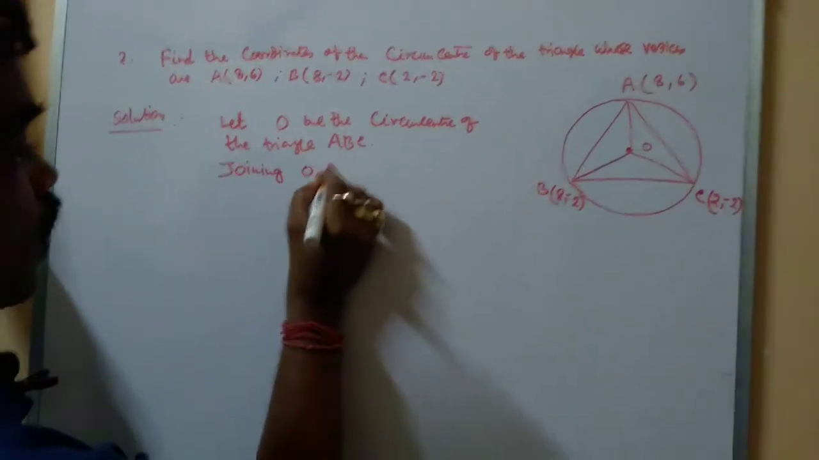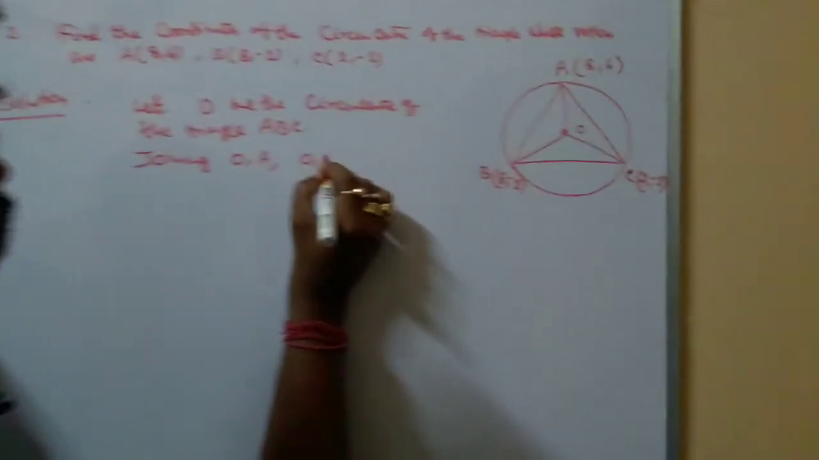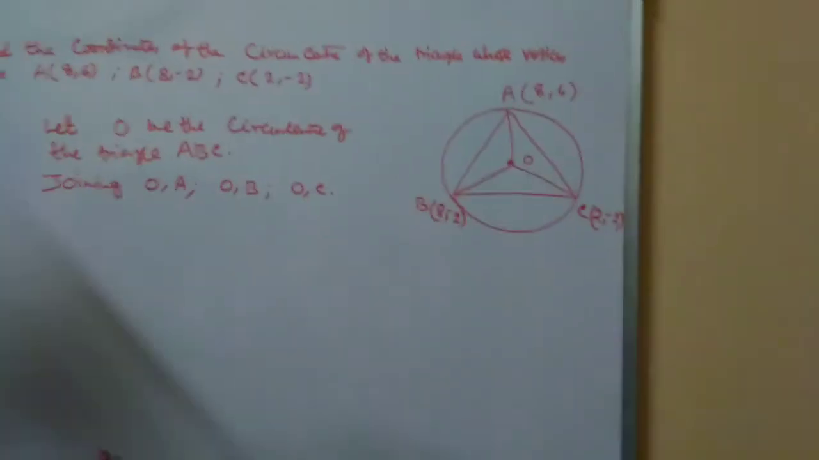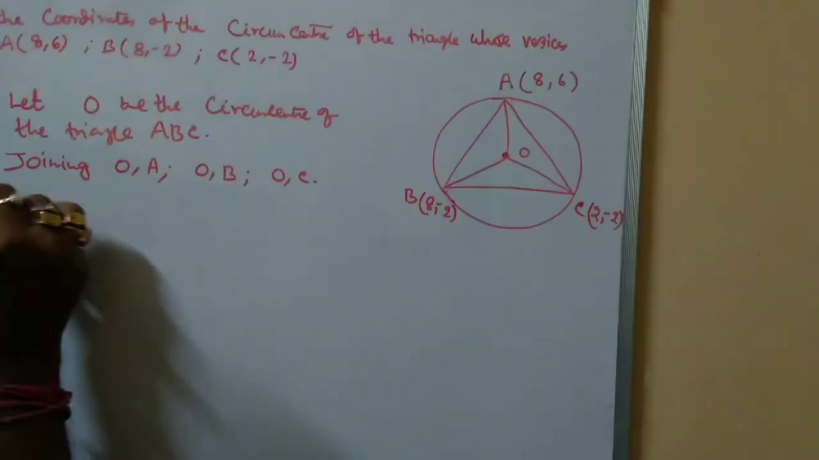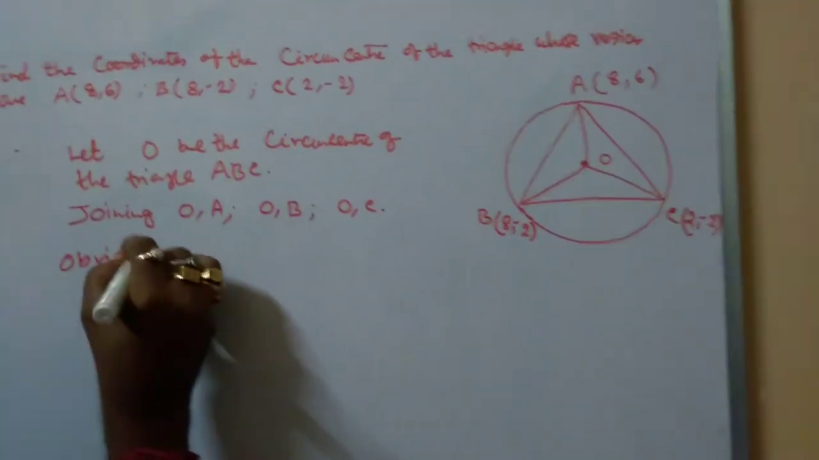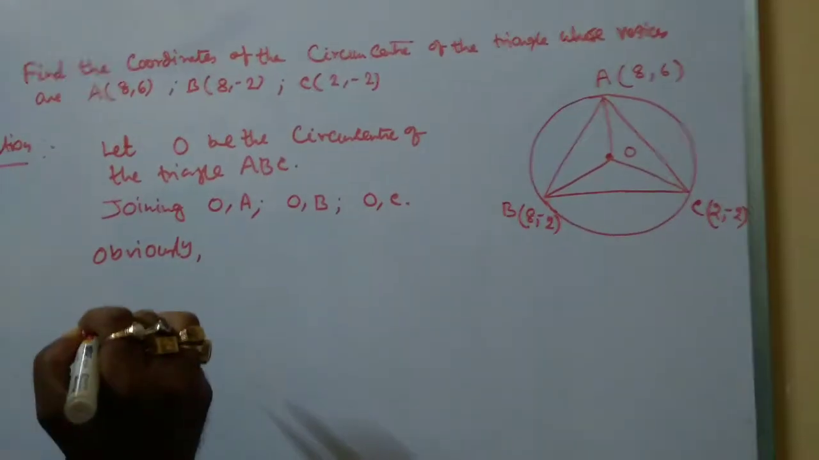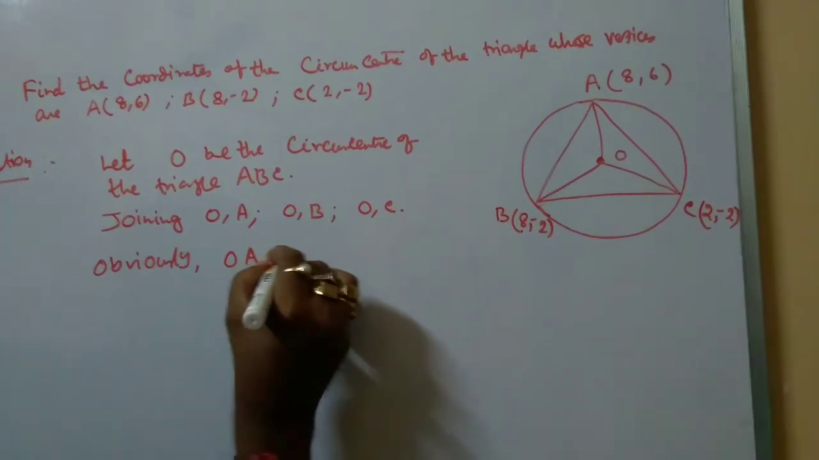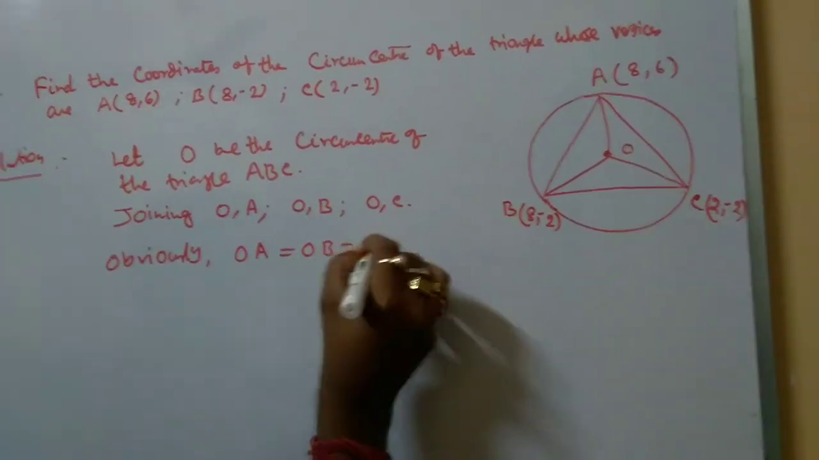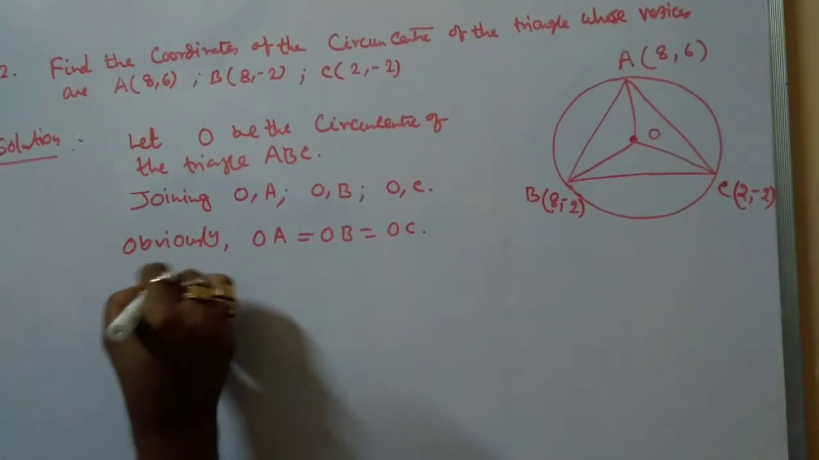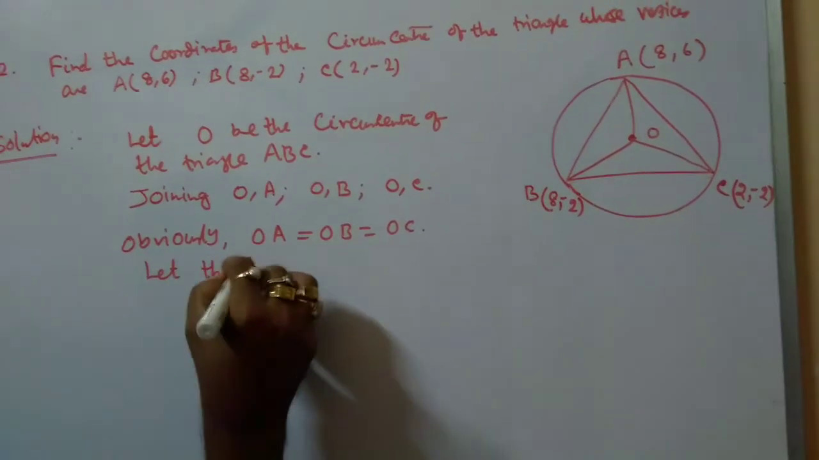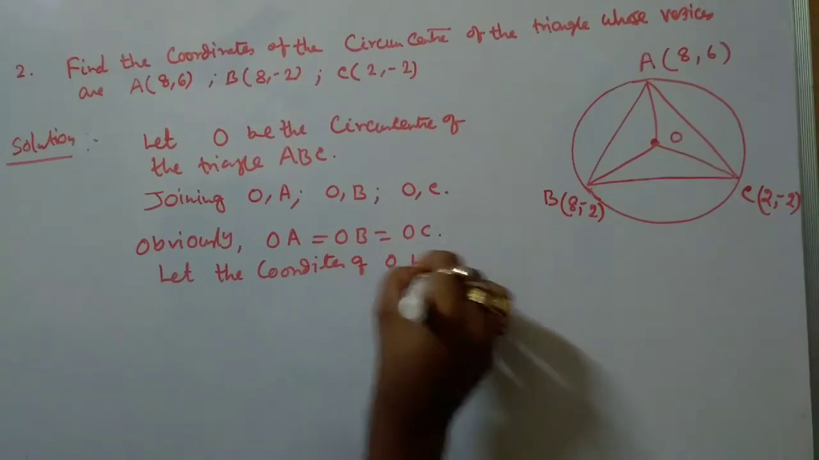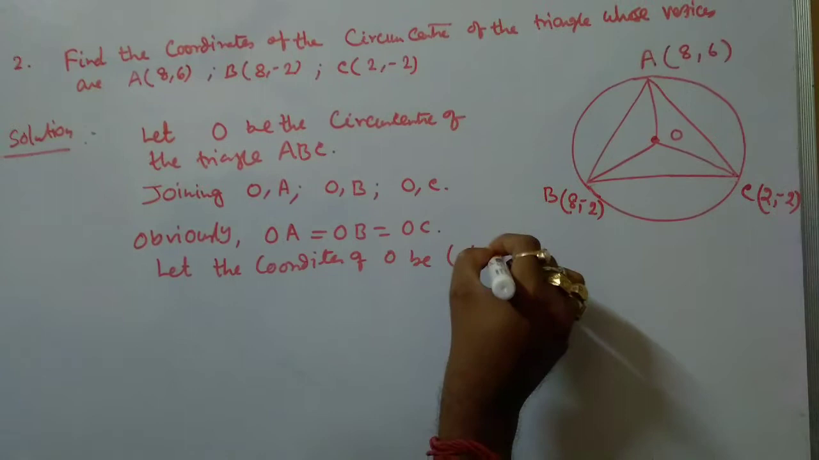Joining OA, OB, OC. Obviously, OA equals OB equals OC. Let the coordinates of O be alpha comma beta.